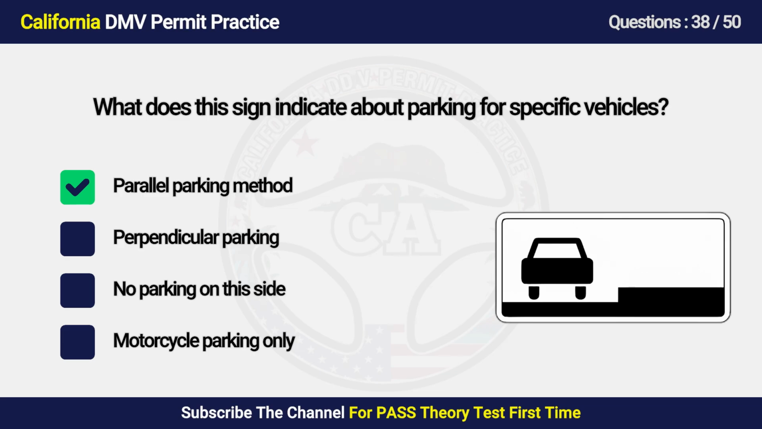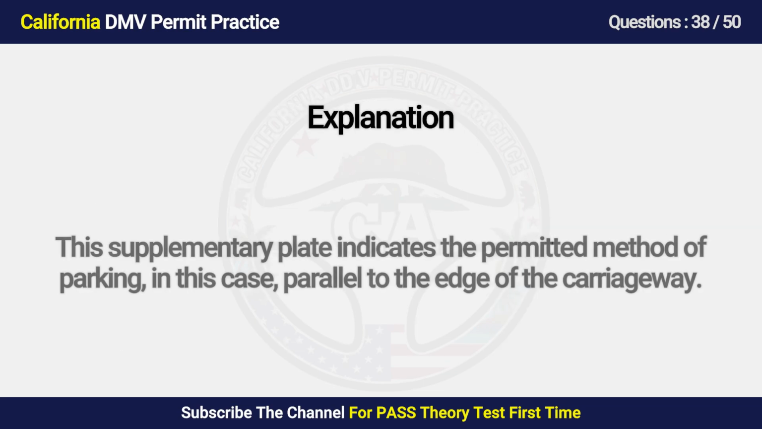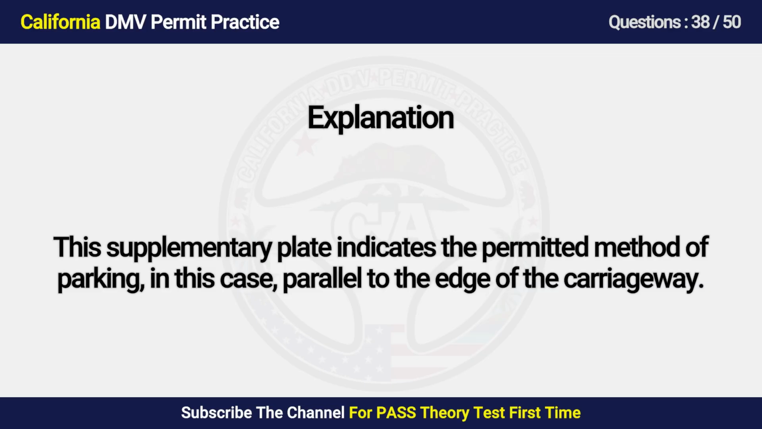Answer is A. Parallel parking method. This supplementary plate indicates the permitted method of parking, in this case, parallel to the edge of the carriageway.